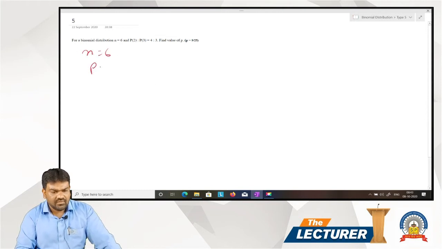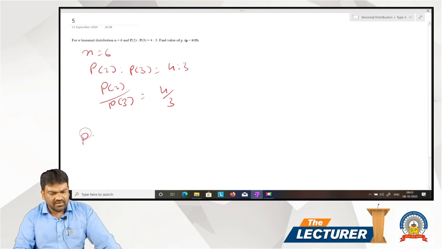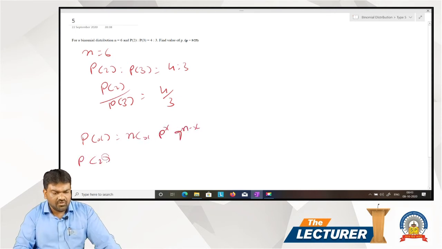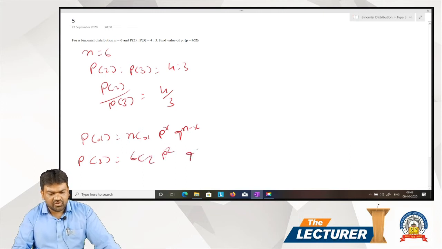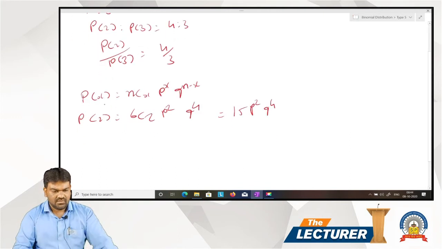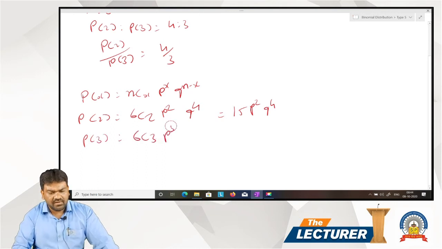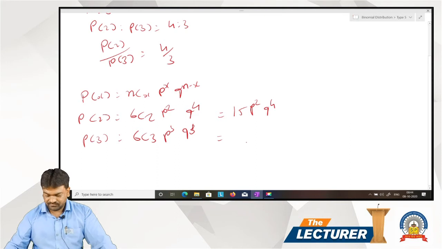n is equal to 6, P of 2 is to P of 3 is equal to 4 is to 3. Find p. So, P of 2 divided by P of 3 is equal to 4 by 3. First we have to find out the probability function. nCx p raised to x q raised to n minus x. P of 2, 6C2, p raised to 2 q raised to 6 minus 2, that is 4. 6 multiplied by 5 by 2, that is 15. 15 p raised to 2 q raised to 4. P of 3, 6C3 p raised to 3 q raised to 6 minus 3, that is 3. 6 5 4 divided by 6, 20. p raised to 3 q raised to 3.